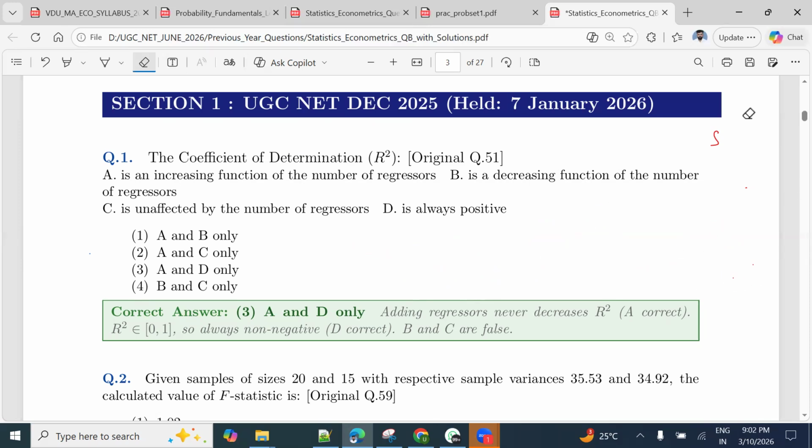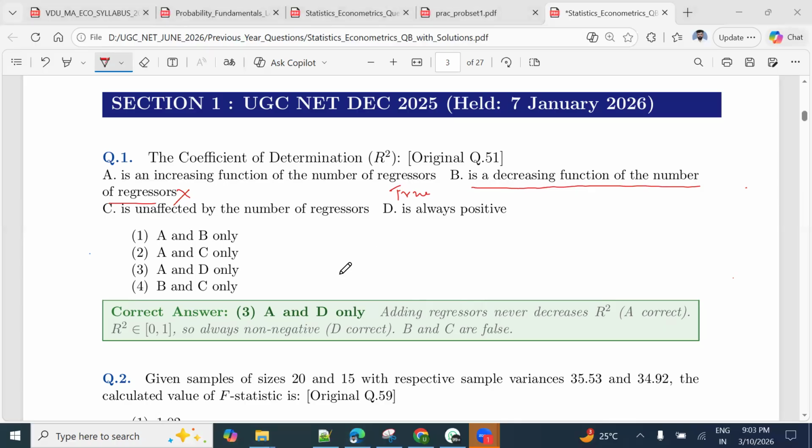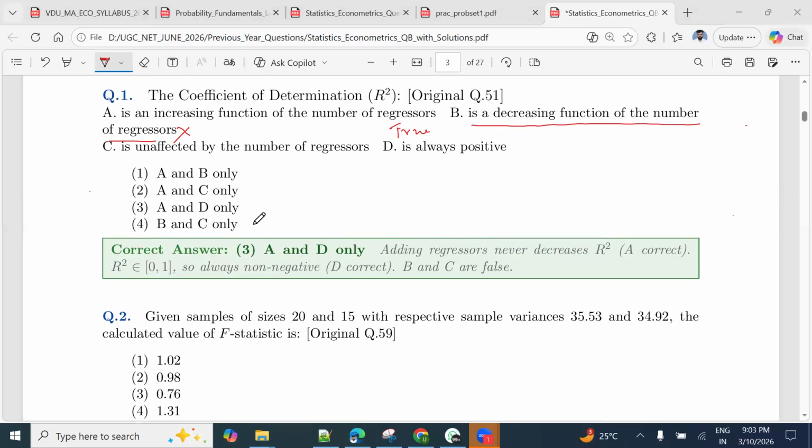Yes, sir. Now we'll go to the second statement. So this is true. Then it is a decreasing function of the number of regressors. Because A is true, then definitely this is not true. Correct? Then C is, it is unaffected by the number of regressors.